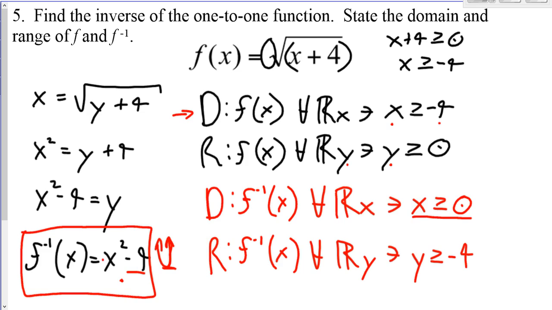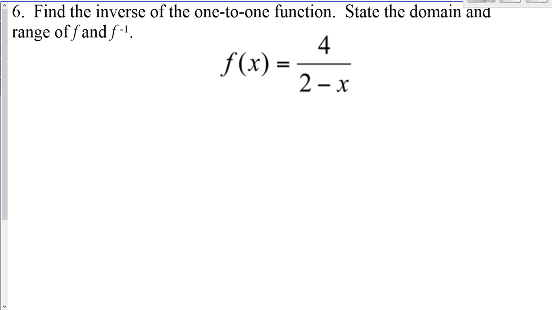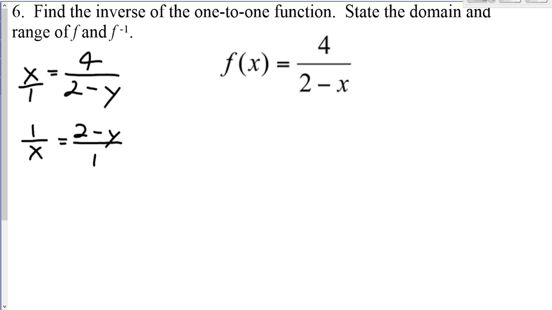Let's look at our last example here, 6. So find the inverse of this one-to-one function, 4 over 2 minus x, and state the domain and range of both. So again, I'm going to say x is equal to 4 over 2 minus y. Or actually, I'm going to put this over 1 and I'm going to reciprocate things. So I'm going to do 1 over x is equal to 2 minus y over 4.